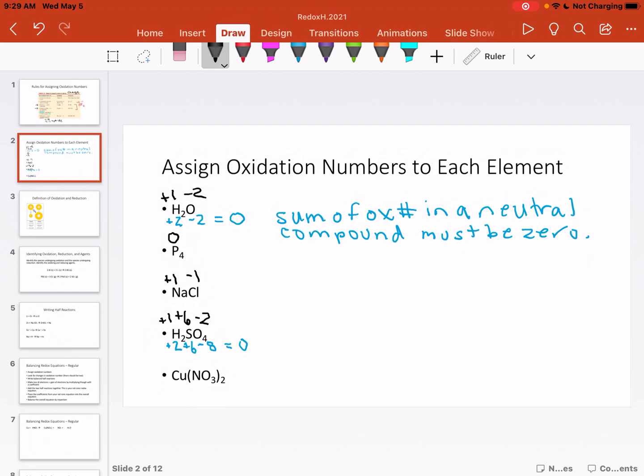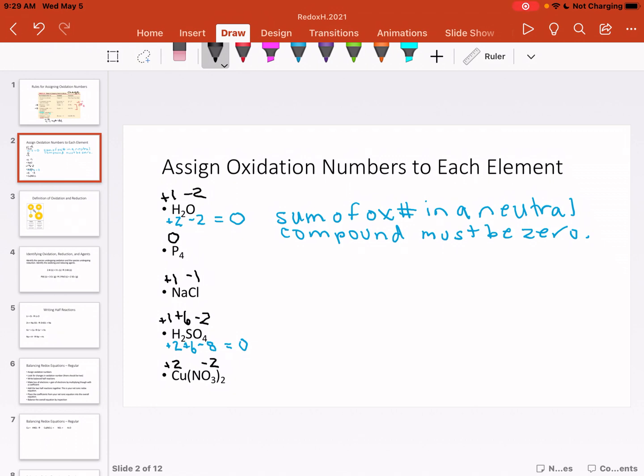So I see I have 2 sets of nitrate. Nitrate as a set is -1, so my negative side is -2, so therefore my copper here must be +2. And we know that oxygen we can usually count on as a -2, so we're going to do our wild card last. And so our wild card is going to be that nitrogen.